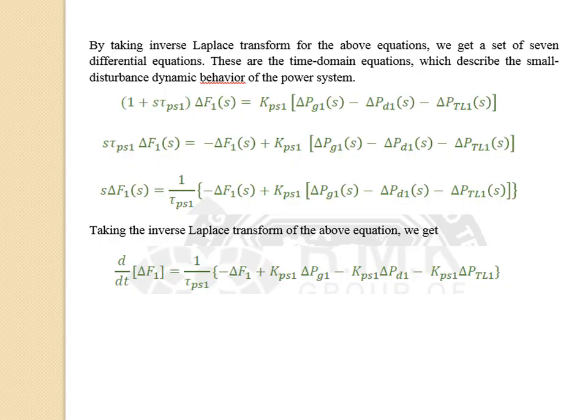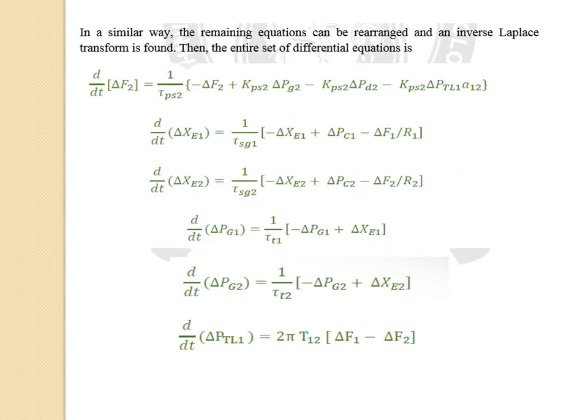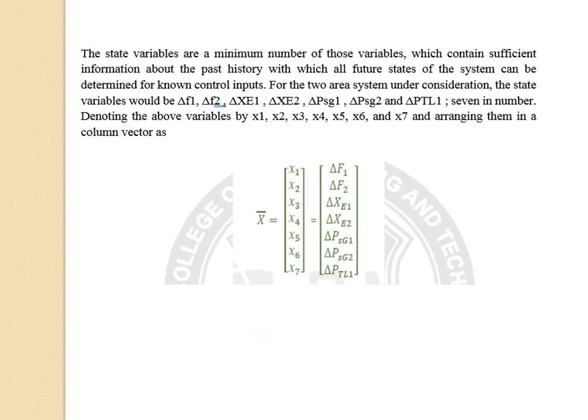For solving the equations and taking the inverse Laplace transform, we find the equation d by dt del F1 equals 1 by Tps1 times minus del F1 plus Kps1 del Pg1 minus Kps1 del Pd1 minus Kps1 del Ptl1. d by dt of del Ptl1 equals 2 pi T12 times del F1 minus del F2.